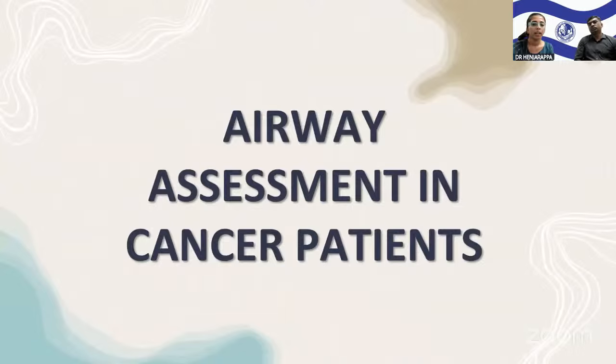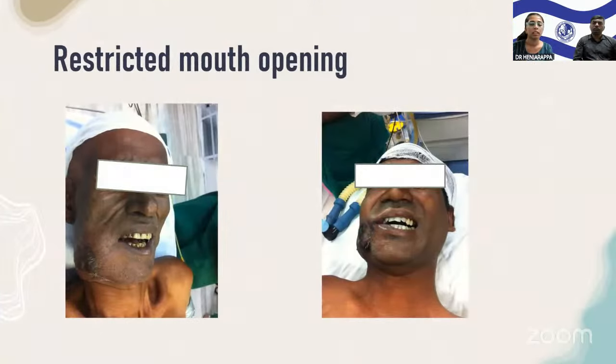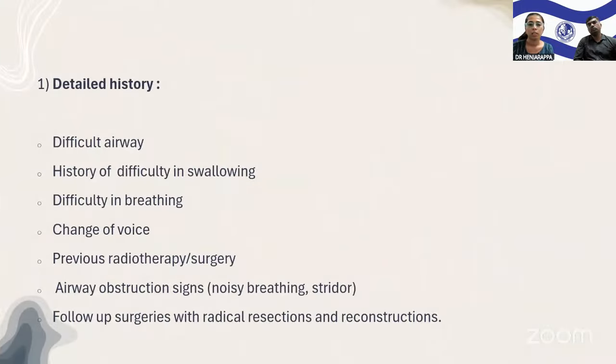Yes, sir. Airway assessment in cancer patients: because of the cancer itself, oral cavity tumors, or because of radiation-induced fibrosis, there will be a difficult airway. Along with the normal history taking for difficult airway, history of difficult airway previously, history of difficulty in swallowing, difficulty in breathing, change of voice, previous radiation therapy or surgery, airway obstruction signs, and follow-up surgeries with radical resection and reconstructions. These histories are also important.